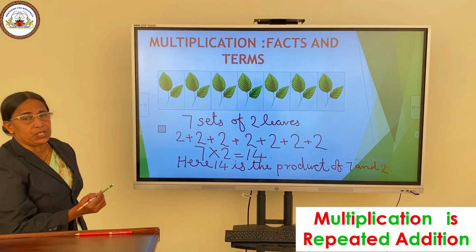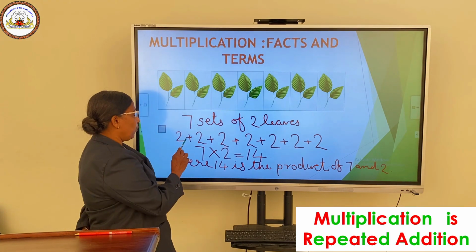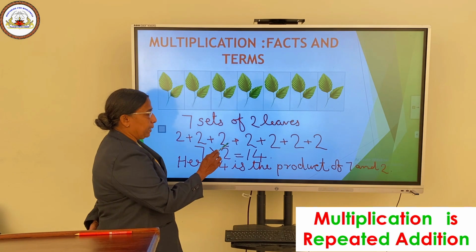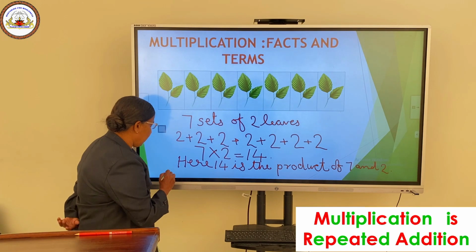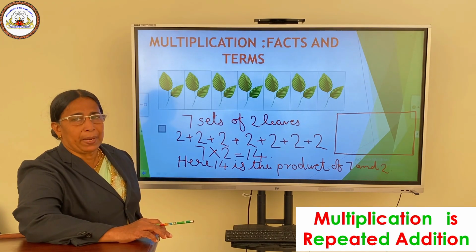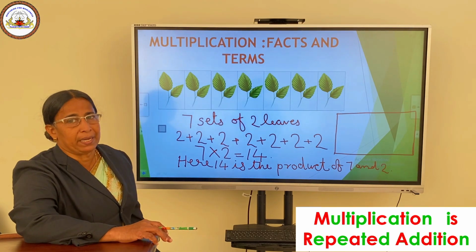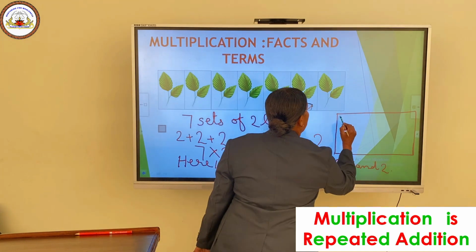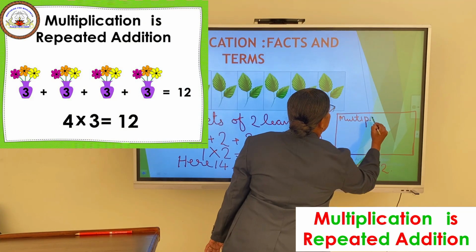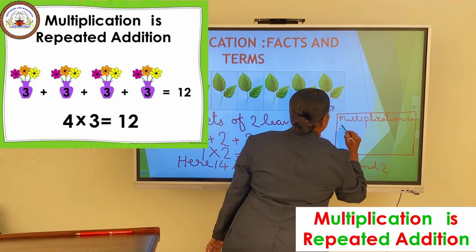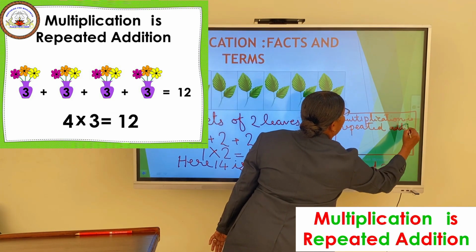So what is multiplication, children? Multiplication is repeated addition. We have to add the same number repeatedly certain number of times. That is multiplication.